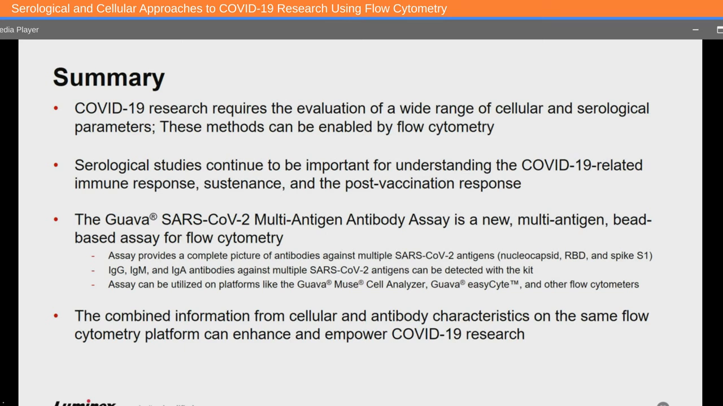The targets include nucleocapsid protein, RBD, and spike S1 protein. IgG, IgM, and IgA antibodies against all these proteins can be detected using the same kit. And the assay is a universal assay which can be utilized on platforms like the Guava Muse Cell Analyzer, the Guava EasyCyte system, as well as other flow cytometers. We hope that with this increased capability, the combined information from cellular and antibody characteristics on the same flow cytometry platforms can enhance and empower COVID-19 research.